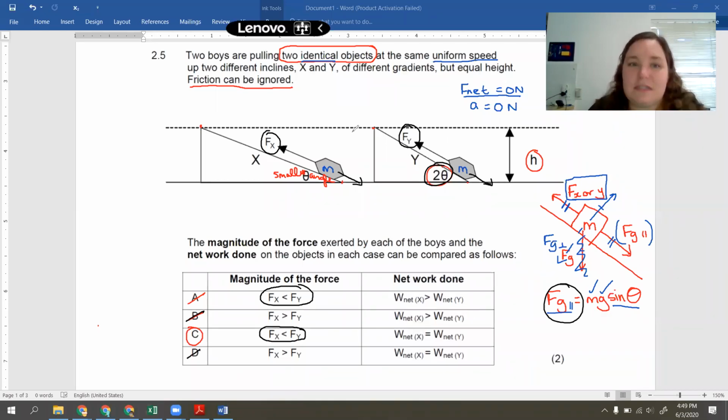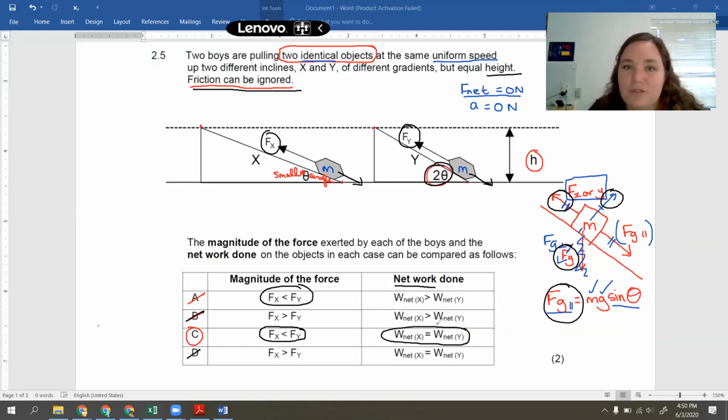The next thing is, carrying on reading, that they've got different gradients but equal heights. Okay, we saw that in the picture, and friction can be ignored. So when we talk about the net work done, if we look at all the forces, there's the work done by gravity, the work done by the applied force, and the work done by the normal. In this case, the only thing that's actually going to count for the amount of work that's done is going to be the height. So I knew that they had to be equal to each other.